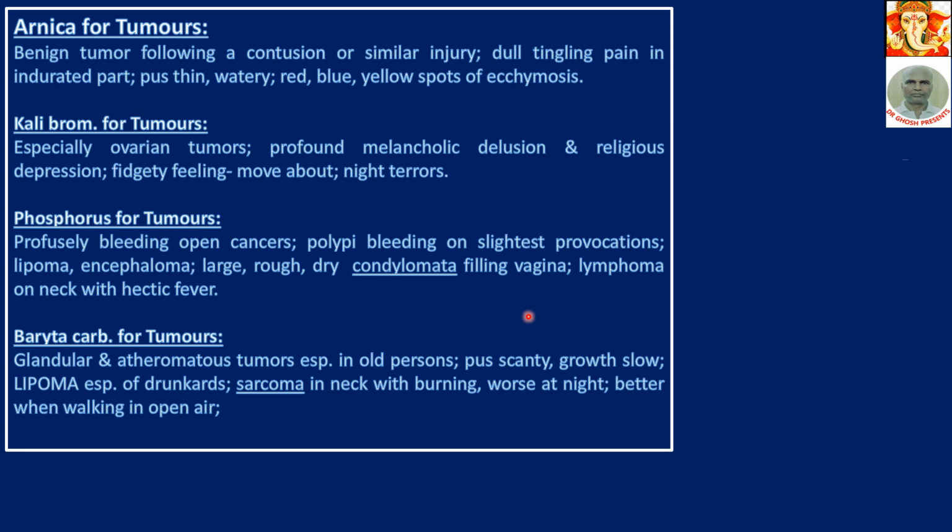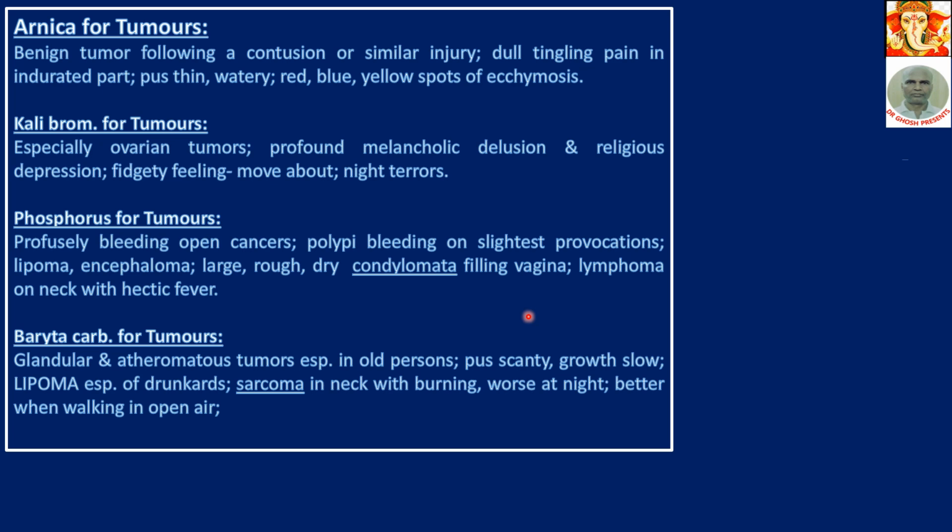Now we have come to remedies. Arnica for tumors: benign tumors following a contusion or similar injury, dull, tingling pain in indurated part, pus thin, watery, red, blue, yellow spots of ecchymosis.